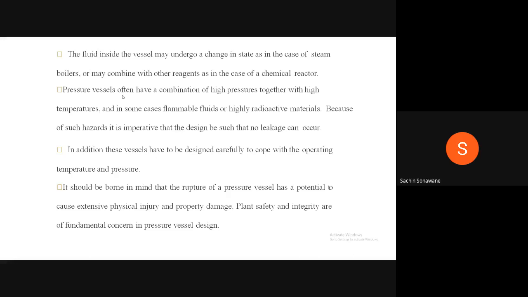Therefore, in addition, these vessels have to be designed carefully to cope with the operating temperature and pressure. It should be borne in mind that the rupture of a pressure vessel has the potential to cause extensive physical injury and property damage. Plant safety and integrity are of fundamental concern in pressure vessel design.